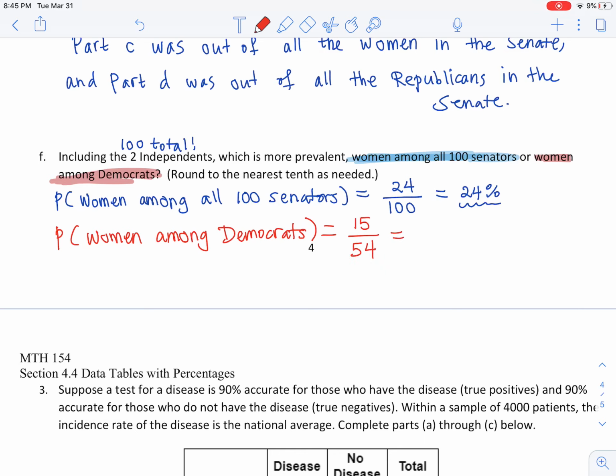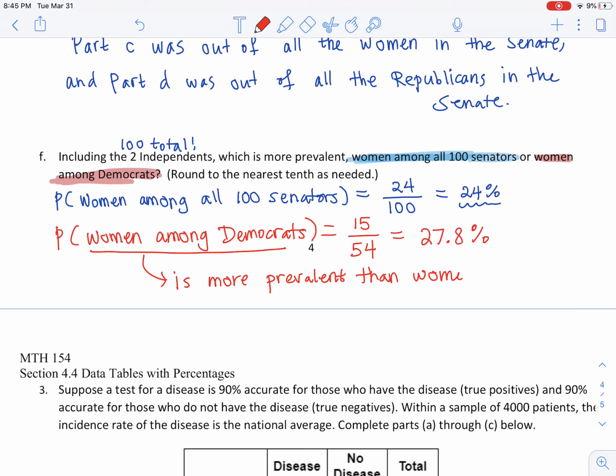15 over 54. And that's approximately what percent? Let's take a look. 15 divided by 54. If you multiply that by 100 and round it to the nearest tenth, you will get 27.8%. So what would you say? Which is more prevalent? Well, women among Democrats is more prevalent than women among all 100 senators. Why? Because 27.8% is greater than 24%.